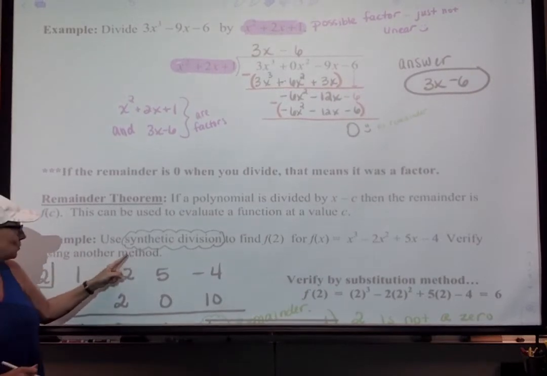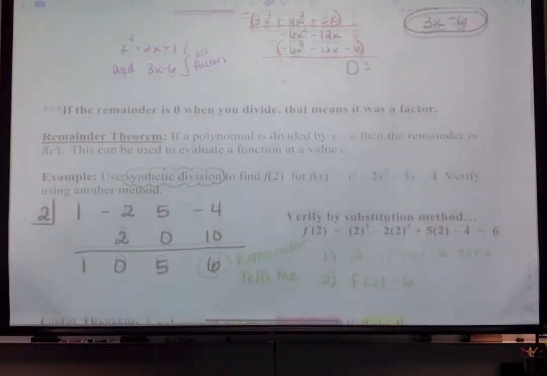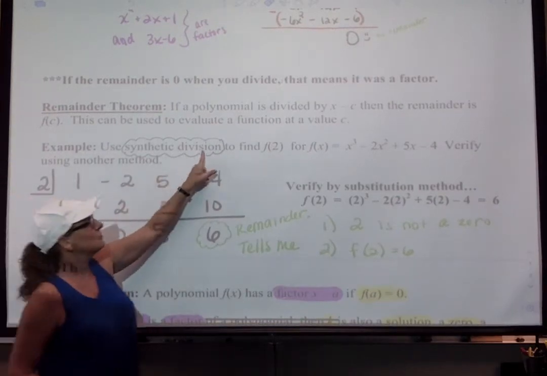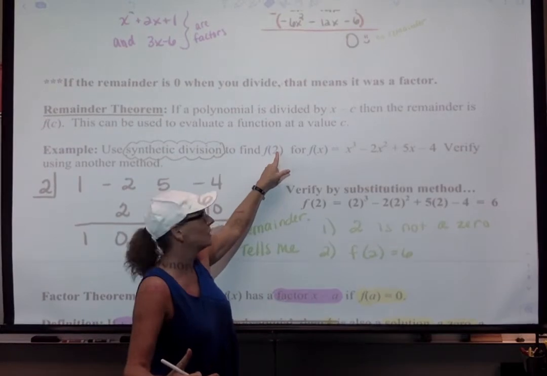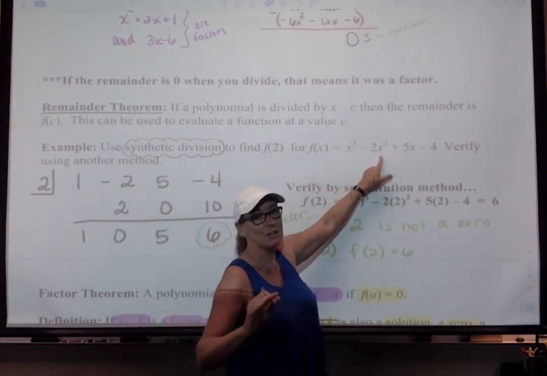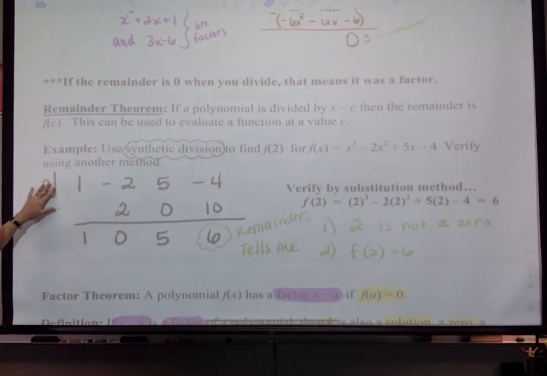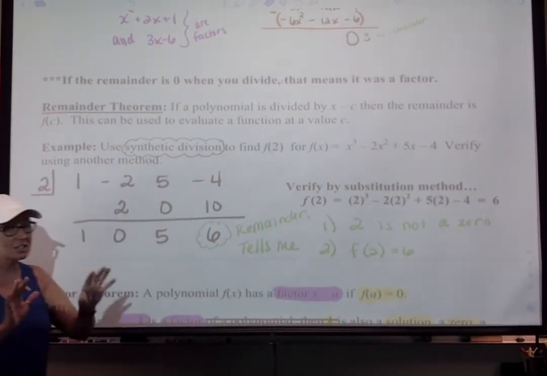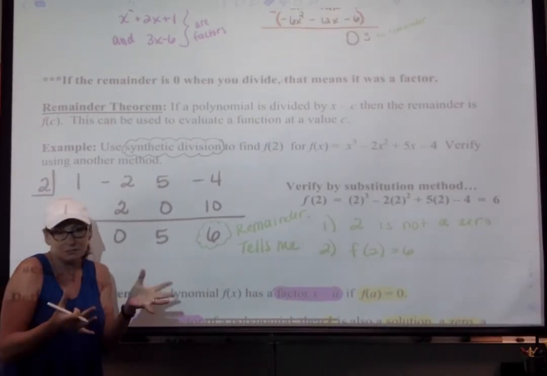Now, this is really cool. It says use synthetic division to sub in 2 for x. You can do that using synthetic division. So you take the 2, whatever it told you to sub in. It's not calling it a 0. It's not calling it a factor. It's just saying find f of 2.